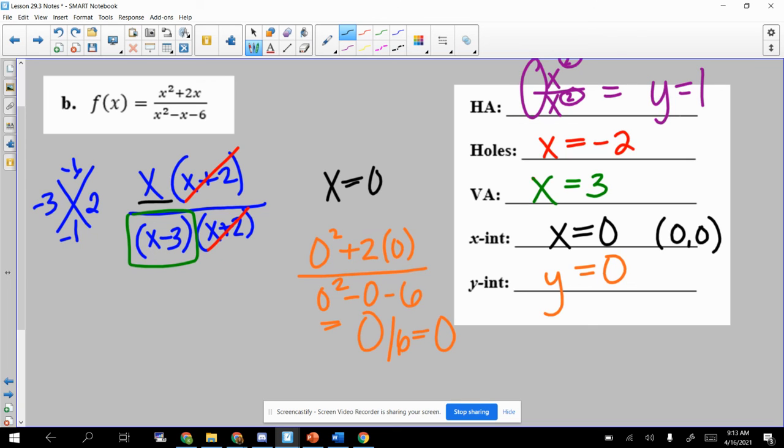And then your y-intercept, you plug in 0 for the x values, so that would just be 0 over 0 minus 3. Or I plugged it into the original here in orange. But either way, you're going to get 0. So again, that ordered pair would be (0, 0). Okay. And that is it for your key features.